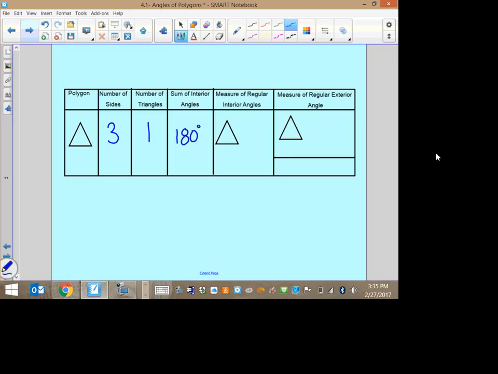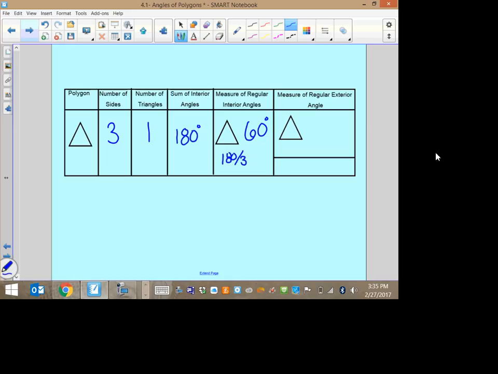So then the measure of regular interior angles. A regular polygon has all equal angles and all equal sides. So this would be like an equilateral triangle or an equiangular triangle. Then we know that we get 60 degrees. We can take 180 and divide that by 3, the sum divided by the number that we have, and so we get 60.